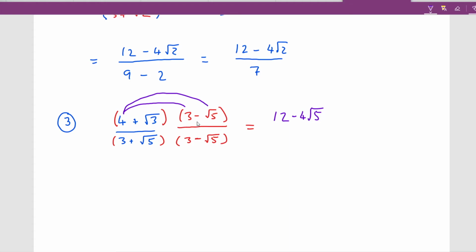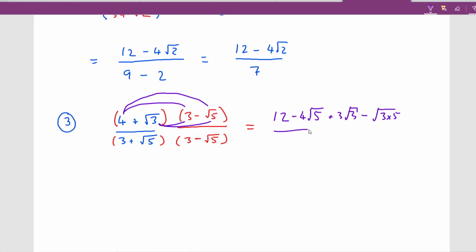Now we're going to times everything inside this bracket by root 3. So root 3 times 3, and we get 3 root 3. And root 3 times root 5. So minus plus makes a minus. And I'm going to put this all under one root, so it's just going to be 3 times 5.